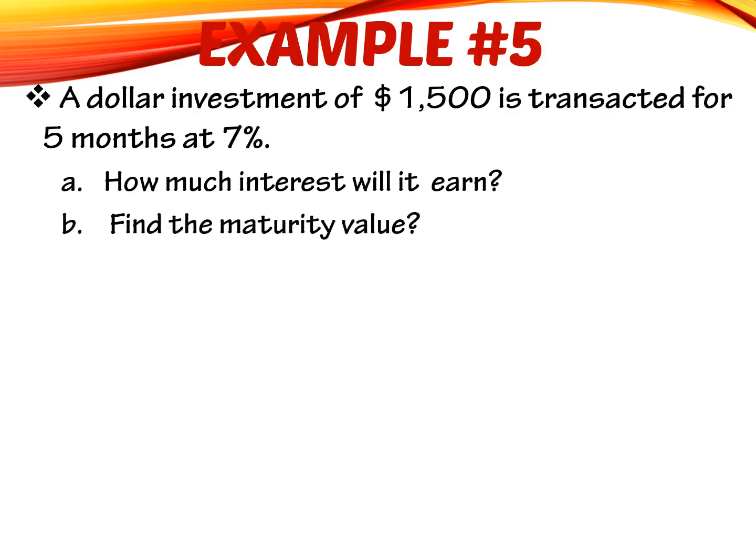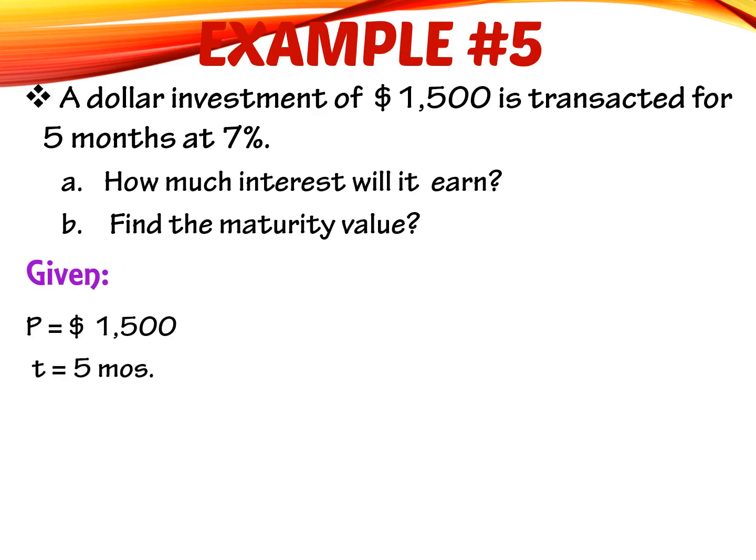A dollar investment of $1,500 is transacted for 5 months at 7%. A, how much interest will it earn? And B, find the maturity value. So for letter A, let us analyze first. So 1,500 will be your principal amount. Okay, and then 5 months is your time and 7% is your rate.